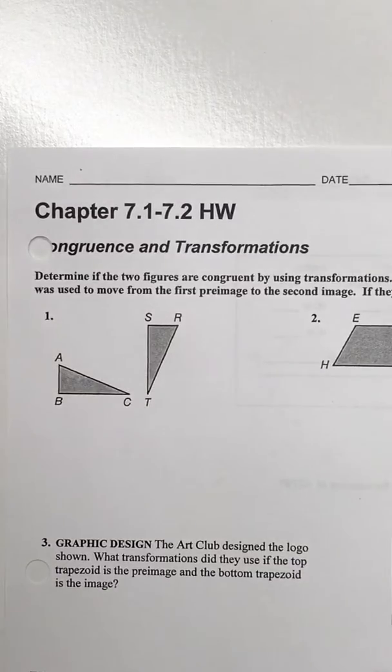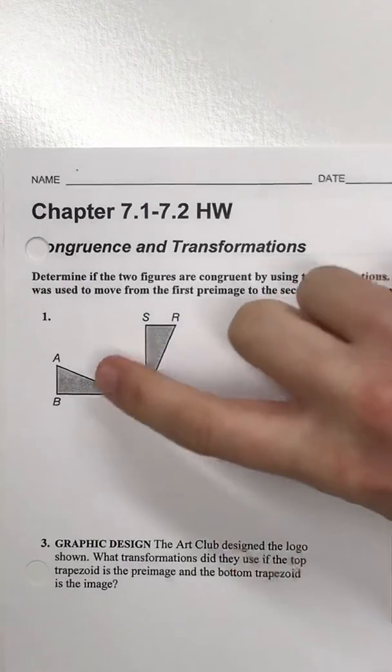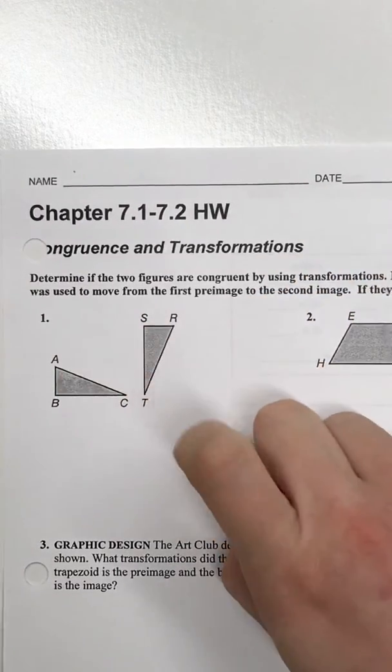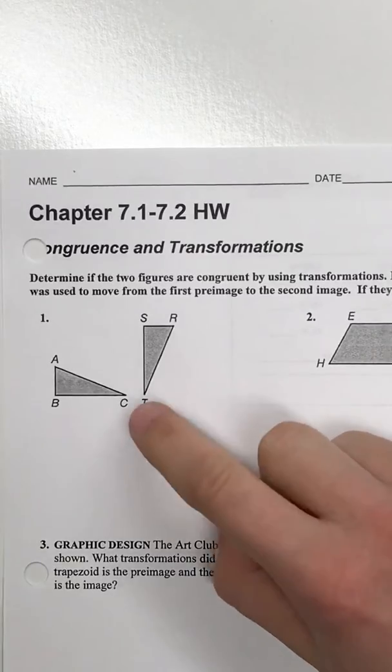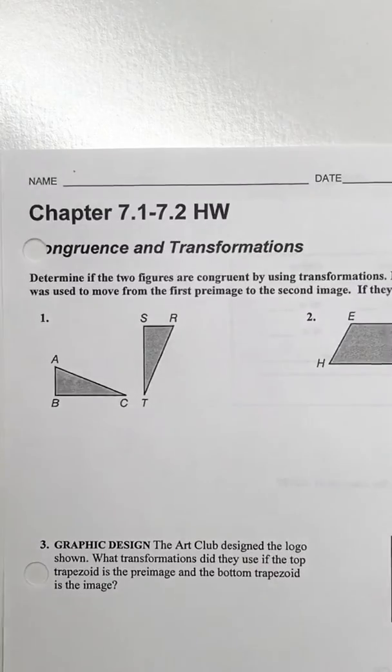In Chapter 7, we put section 7.1 and 7.2 together because they both talked about the congruence of shapes. When two shapes are congruent, that means that they are the exact same shape, they are the exact same size, and since they are the same size, their side lengths that match up are the exact same length, and the angles that match up are also the exact same measure.